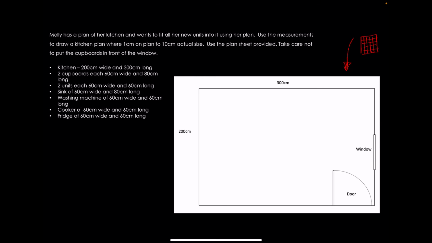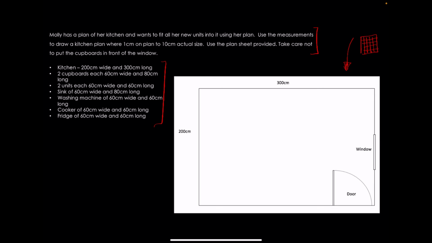So this question says, Molly has a plan of her kitchen and wants to fit all of her units into it. Using her plan, use the measurements to draw a kitchen plan where 1 centimetre on the plan is 10 centimetres in real life. Use the plan sheet provided. Take care not to put the cupboards in front of the window. Okay, so it says something a bit like that, and then it will give you some information.